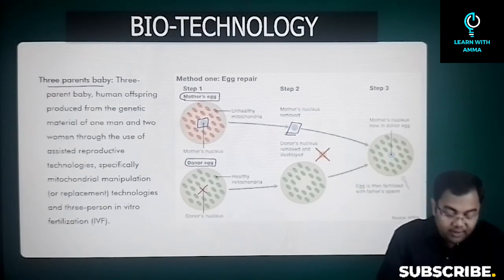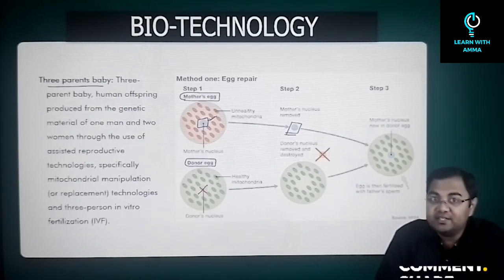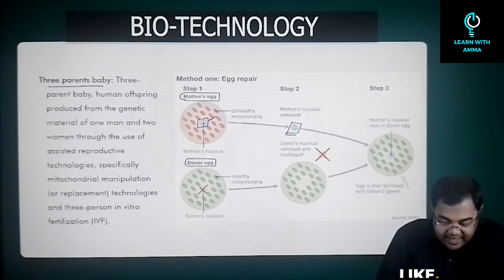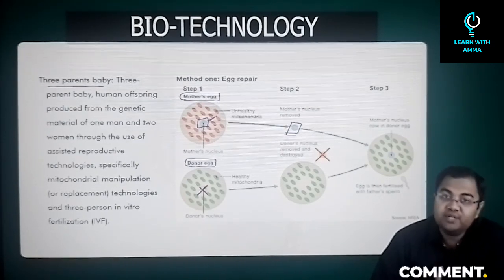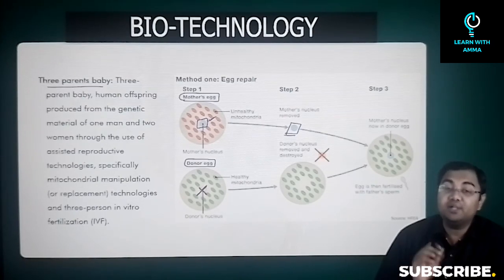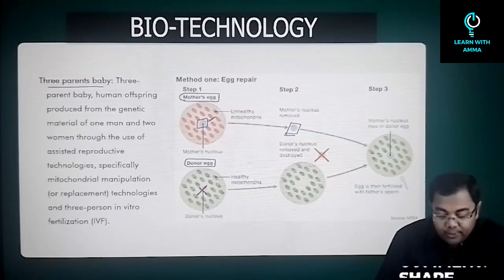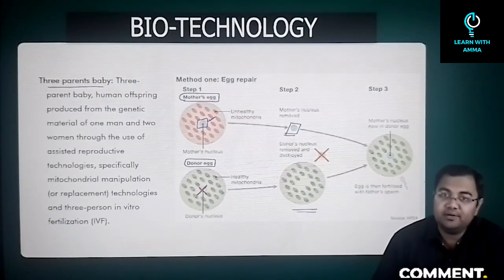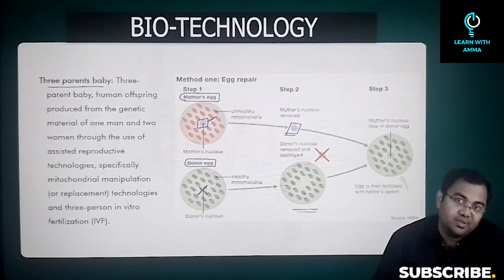So we take out the nucleus from the original mother. This nucleus will have all the characteristics of this particular person. We remove the nucleus from the donor egg cell because this nucleus would have had all the particular characteristics of the donor. So the enucleated egg cell that we have will not have the characteristics of the donor mother.